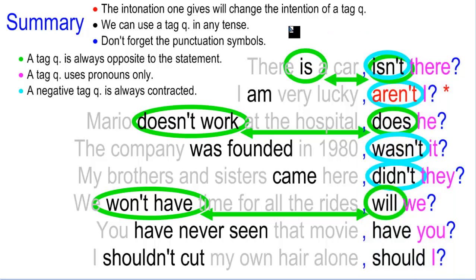That's it. Okay, that's it with tag questions, and you have a lot of examples here that you can read on your own time. So that's it for today. That's it for this part.